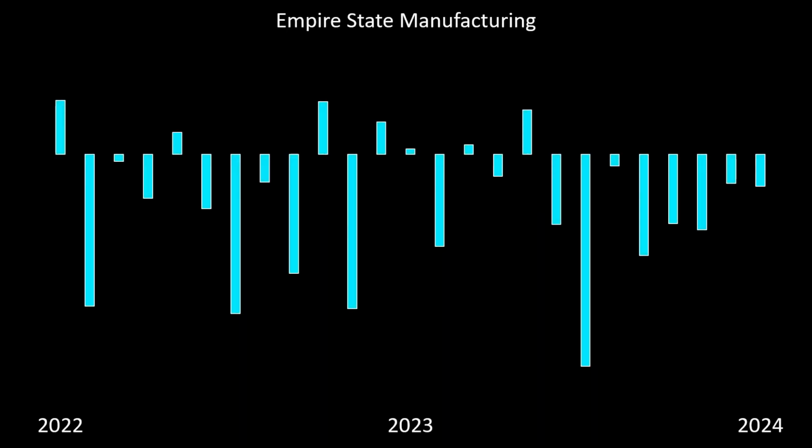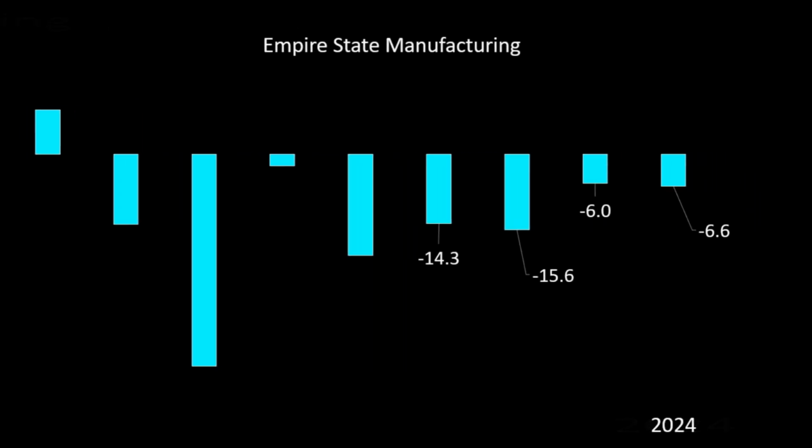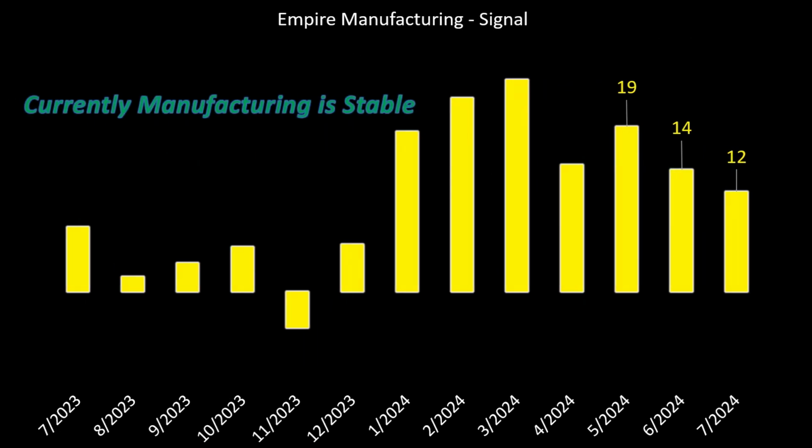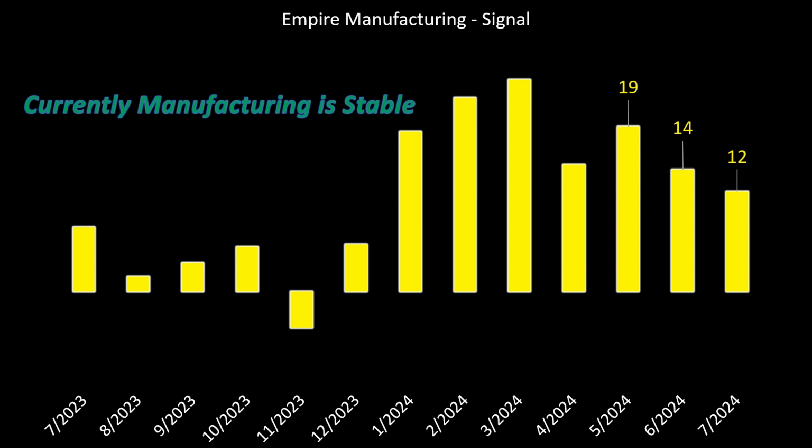Where are we now? Well, currently, this is the Empire State Manufacturing Index. Now, this is raw data that we got the other day. Currently, a level of negative 6.6, after last month's negative 6. Before that, 15 to the downside and 14. Well, the SAHM rule shows us that where the math calculates we're currently at a level of 12. And what this shows us is that manufacturing is weak, but it's stable.